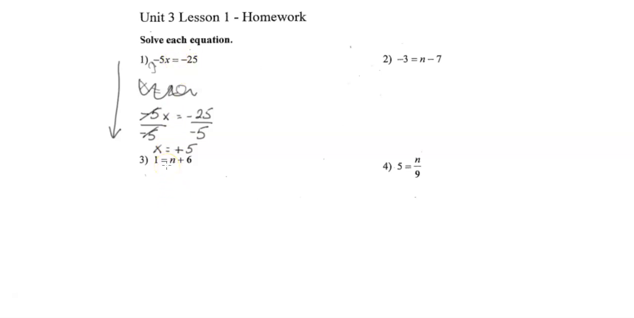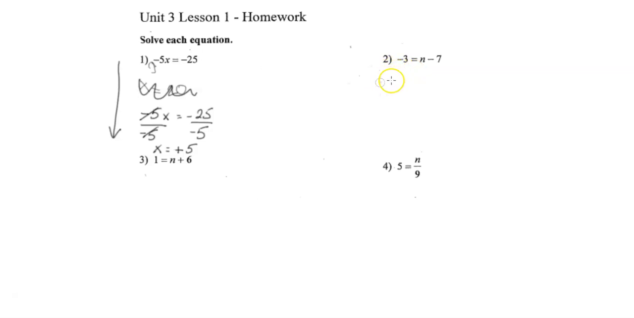Okay, let's try question 2. What's being done to n? Why is that here? It doesn't really matter where we put the variable. It doesn't always have to be on the left side. And minus 7 is being subtracted. Okay, so how do we undo that? Add. Okay, let's write it out. Add 7. If we're subtracting 7, we're going to add 7.